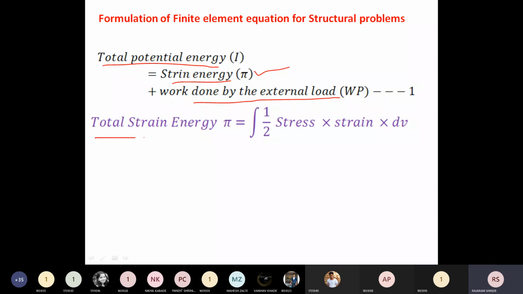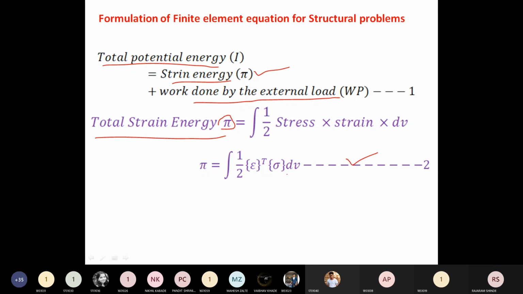Now you know the total strain energy: pi is equal to half of stress into strain over the volume, that is, the integration of half of stress into strain over the volume. In mathematical form, pi is equal to integral of half of strain transpose sigma dV. All of you know this equation. If you have a doubt, you can ask me.